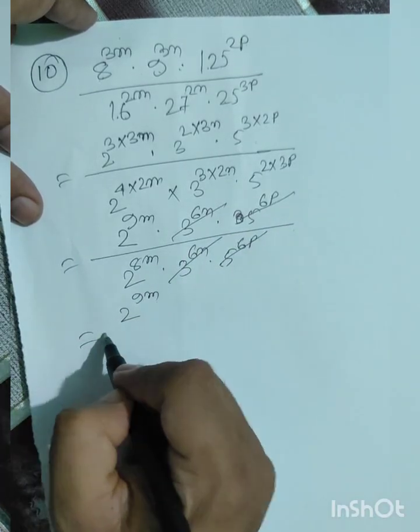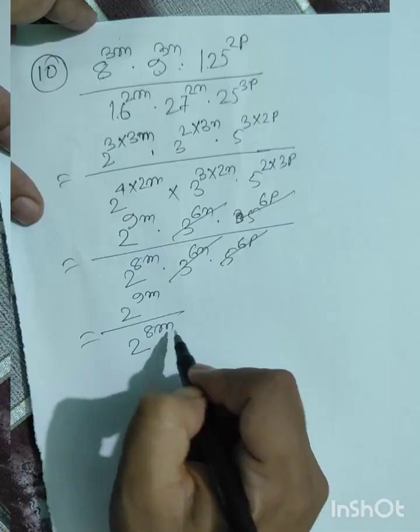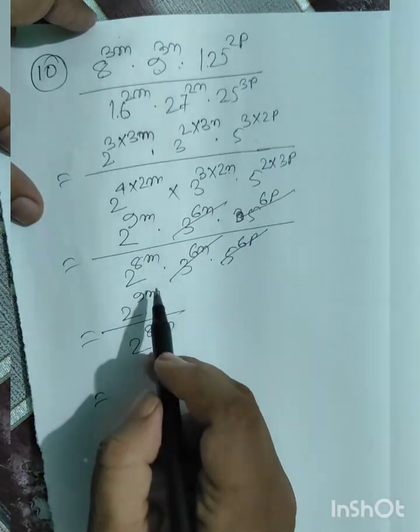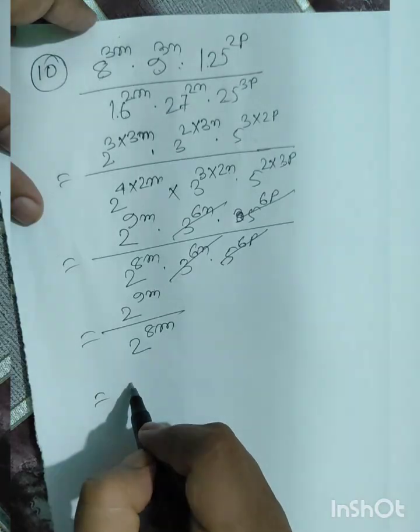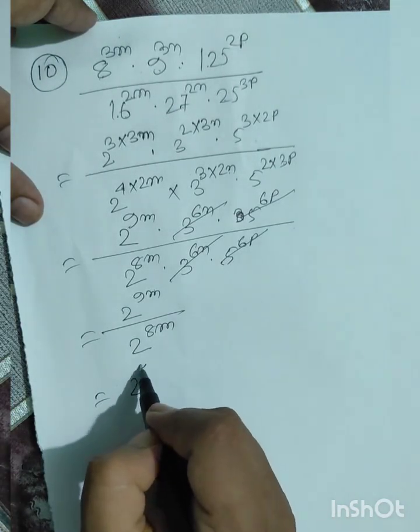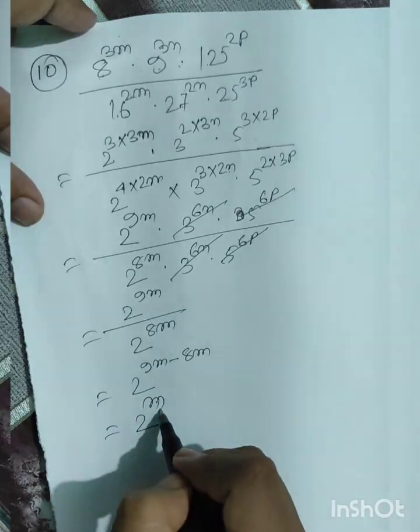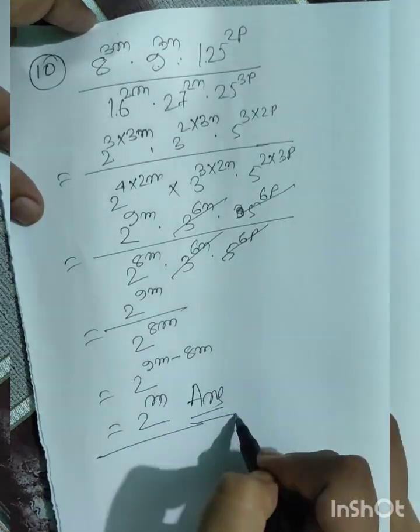আমি এটা হিসাবৰ ফর্মুলা জানো যে a to the power m by a to the power n যদি হয় তেতিয়া আমি লিখিম a to the power m minus n. 2 to the power 9m minus 8m অর্থাৎ 2 to the power m. এটোই answer.